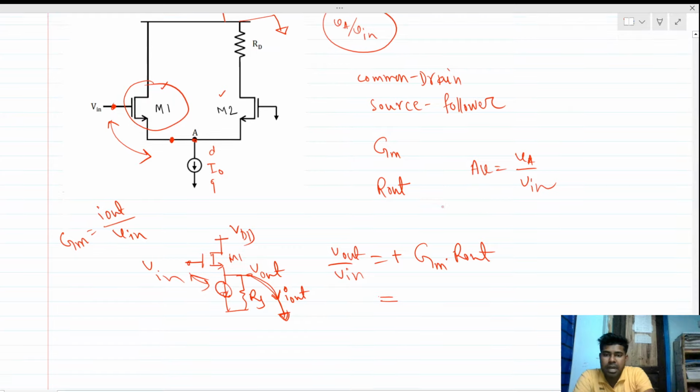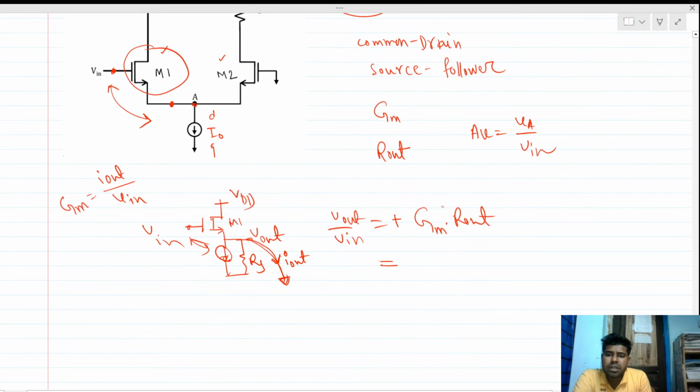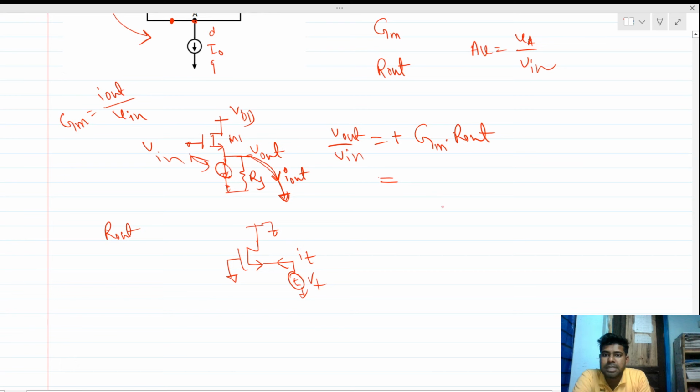And to find the R out, what we do is make all the independent sources inactive, and we apply a test voltage there. Let me draw again. We apply a test voltage VT with respect to ground and find the current coming out of this voltage source. This will also be short circuited, because this is an independent source. Then we take VT over IT to get the overall R out. This is the thing we all know.